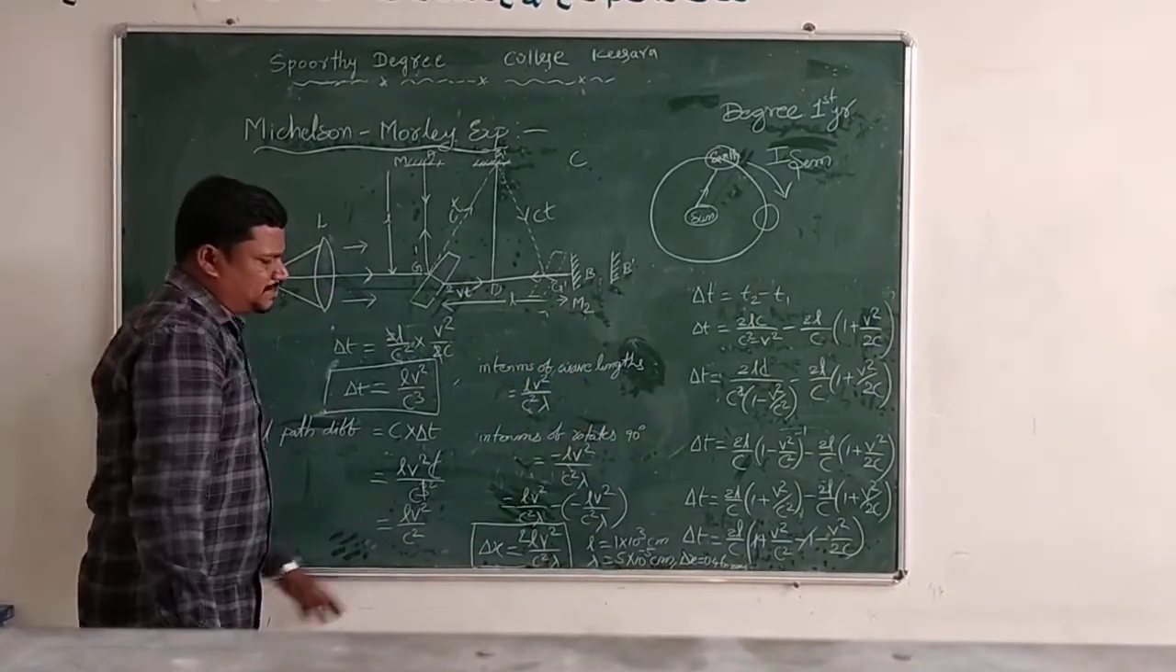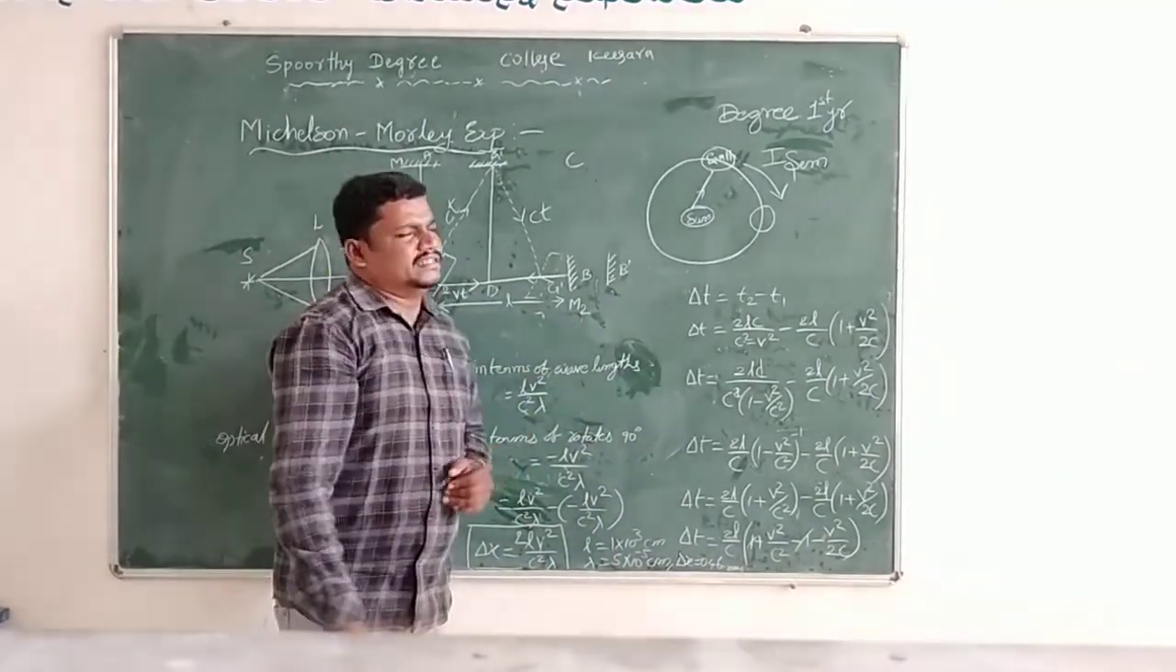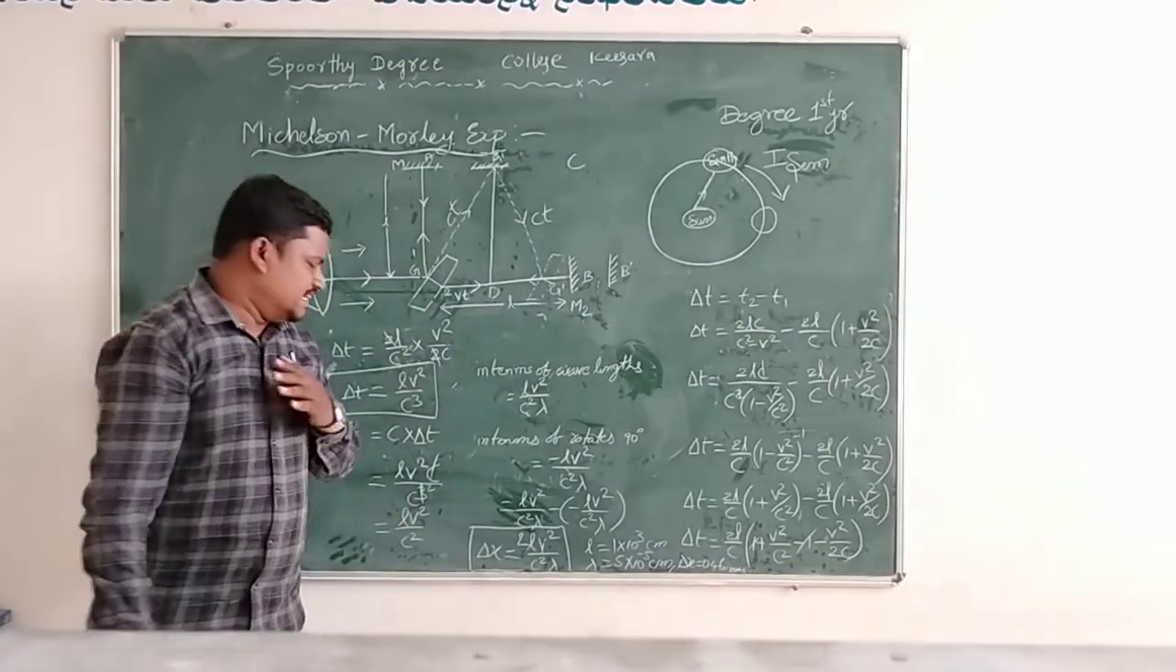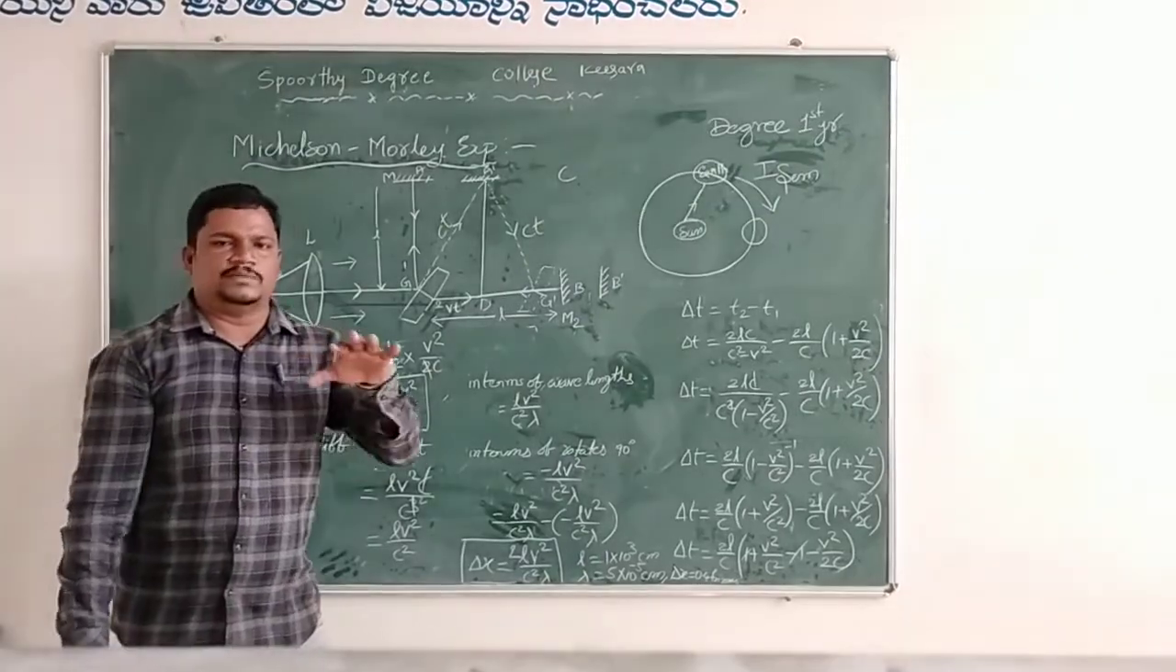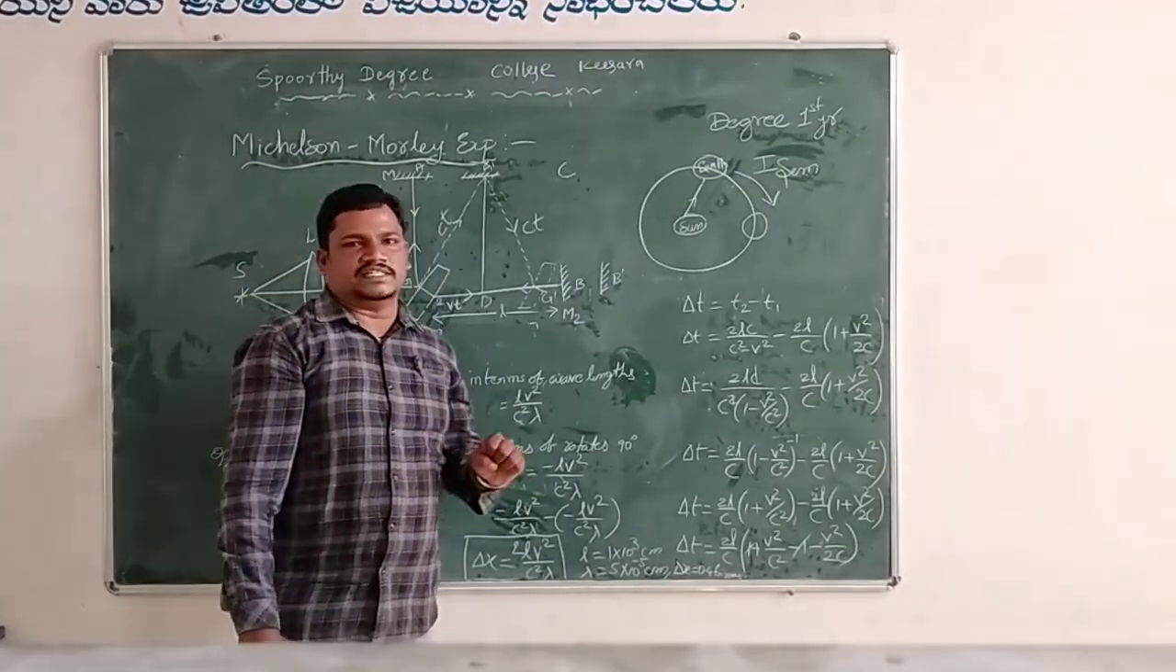In the same way, in this experiment, scientists doing it in winter and summer find no change in delta x. Then finally, it is impossible to find the Earth's velocity.